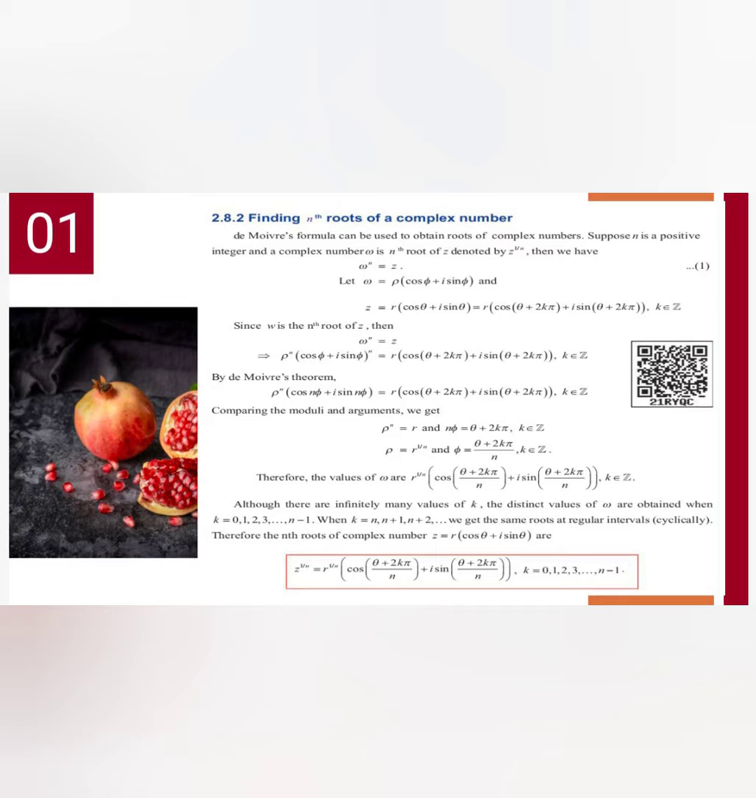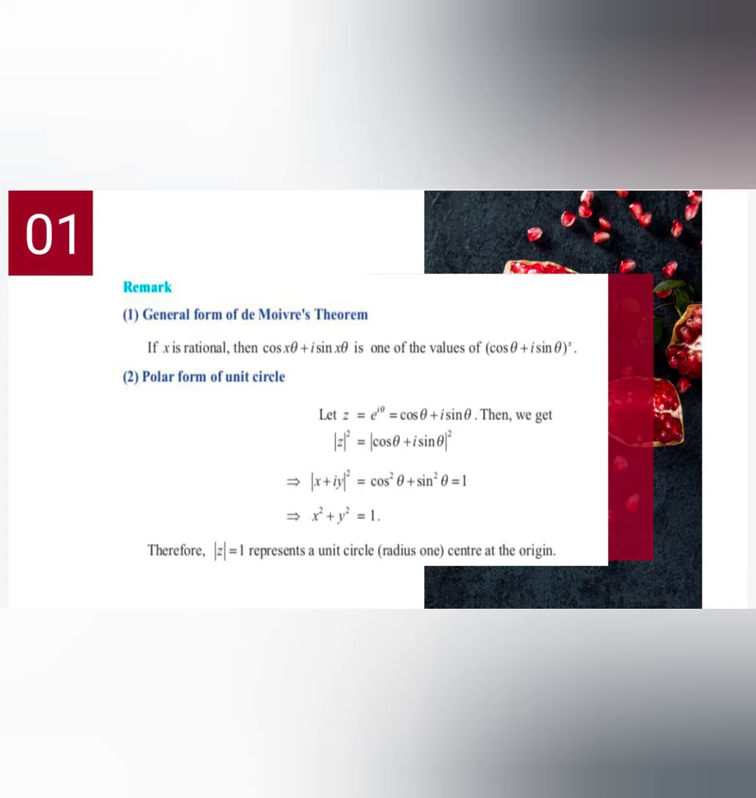Can you all see that? It is z power 1 by n is equal to r power 1 by n into cos of (theta plus 2k pi) by n plus i sin of (theta plus 2k pi) by n, and k is equal to 0, 1, 2, 3 etc. up to n minus 1. So the 1 by n has come from the power of the omega. When it is going to the power, using De Moivre's theorem we can bring it to the argument.